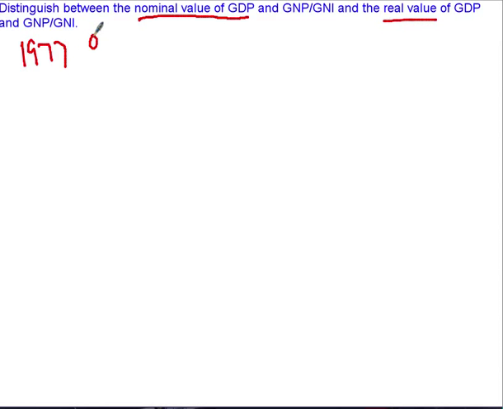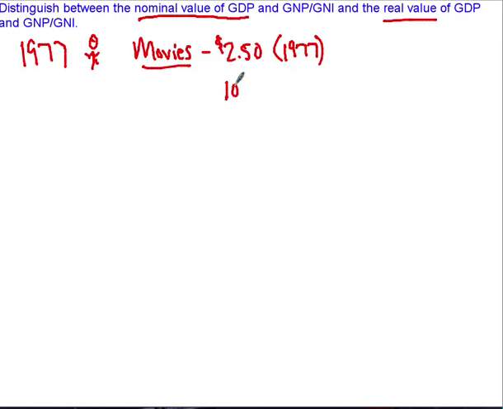1977, when I was a very small child, whenever I went to see the movies, we went to go see some movies. I think Star Wars came out around that time. Movies cost, I believe it was $2.50, if my memory serves correctly. And so this is back in 1977. And today, movies cost somewhere around $10.50. All right, so it's 2012.